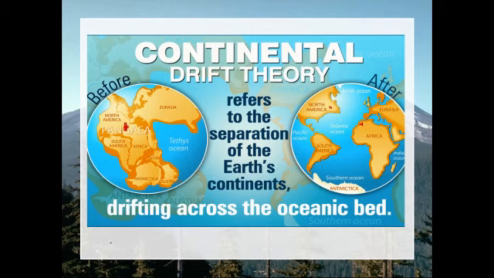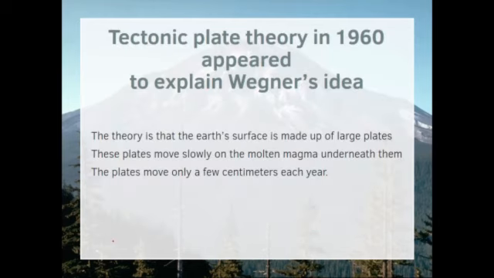But he faced a big problem. People asked him, what's your evidence that they moved away from each other? And he couldn't answer this question. Until 1960, 48 years after his theory, another very important theory appeared, called the tectonic plate theory. This theory explained Wegener's idea. It explained how the plates, or the continents, moved away from each other.